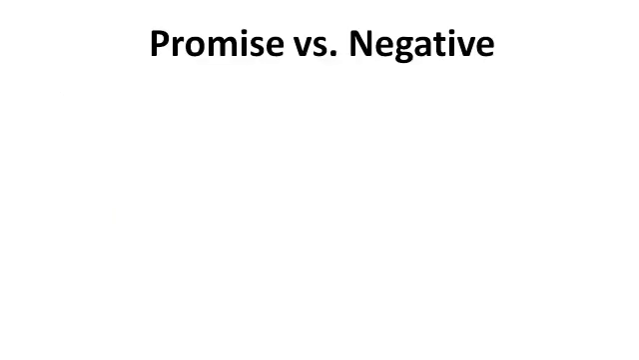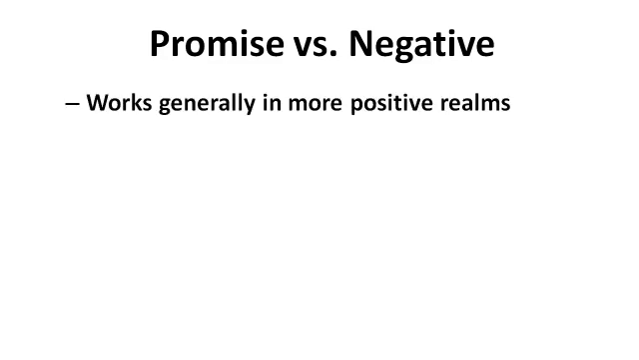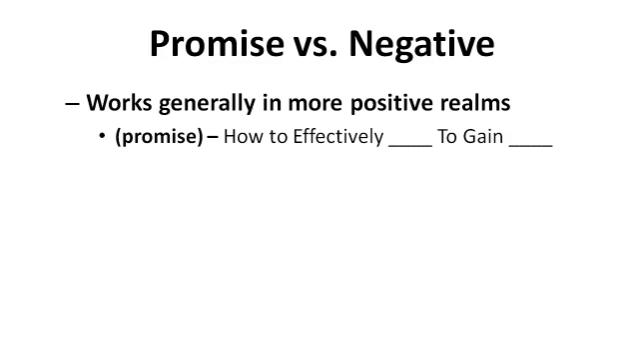So let me give you some examples of titles that you can use. We've got promises versus negative titles. The promise titles generally work in more positive realms. So for example, how to effectively do this to gain this. How to effectively, let's say, build a WordPress site to gain, more conversions or something.